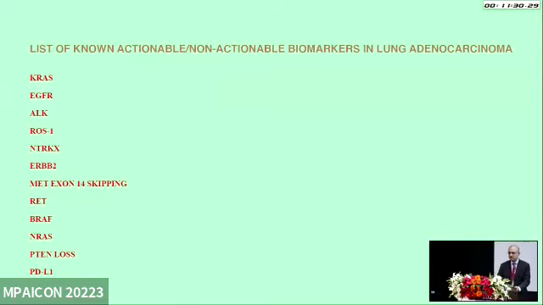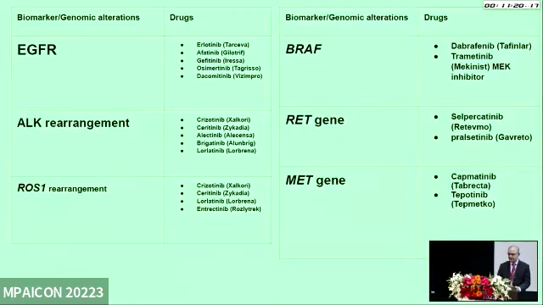So this is a list of the known actionable or non-actionable biomarkers in lung adenocarcinoma, some of which I just went over: KRAS, EGFR, ALK, ROS1, NTRK, and so on. The next two slides talk about these biomarkers and the targeted therapy that exists today. And this is a very evolving field. Every few months, we hear about a new drug that has come on the market. We are moving on from first generation to second generation to third generation drugs.